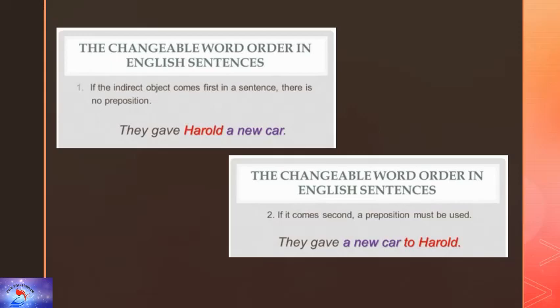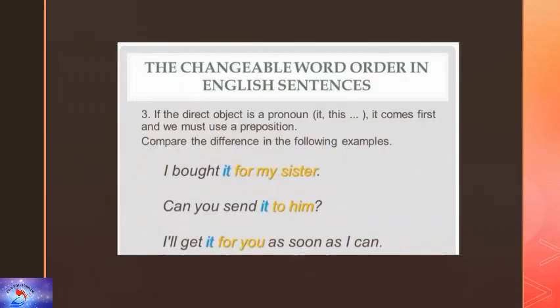If the indirect object comes first in a sentence, there is no preposition. Same way, if it comes second, a preposition must be used. If the direct object is a pronoun, it comes first and we must use a preposition. So let us see an example. I bought it for my sister. Can you send it to him? I will get it for you as soon as I can.